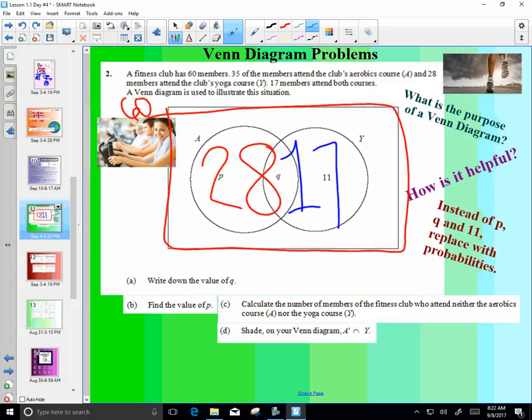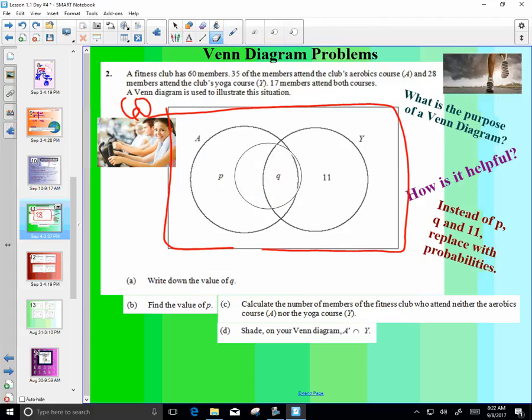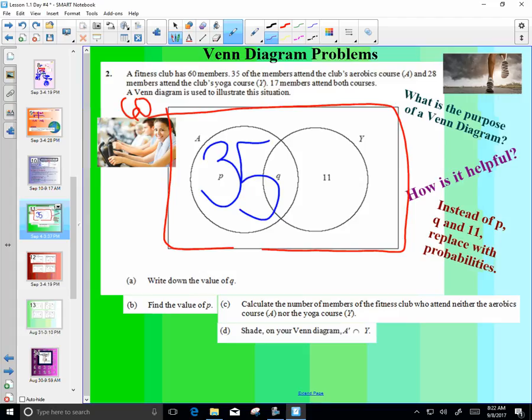What's the problem with 28 and 17 though? There's some overlap. Did they tell us what the overlap was? Oh, wait a minute. I put 17 isn't right. What is Y supposed to be? 28, excuse me. And did I get A wrong too? Great. Okay, we'll start over. 35, and then this one is 28. How's that? And then what's the overlap? That's 17, isn't it? Okay.